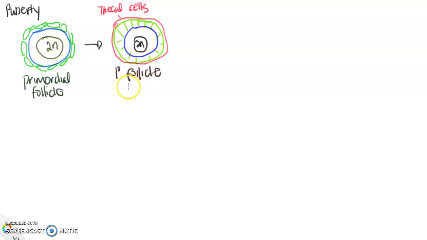You get about 20 of these, and then one continues on to become a secondary follicle. And this process here is stimulated by FSH. Okay, so once this primary follicle starts to become a secondary follicle, again, it's still a primary oocyte. So we have our primary oocyte here. And again, we're still in prophase 1. That's why it's 2N.